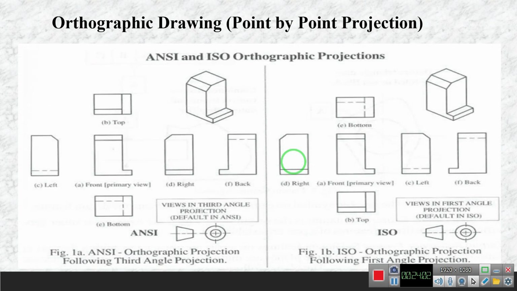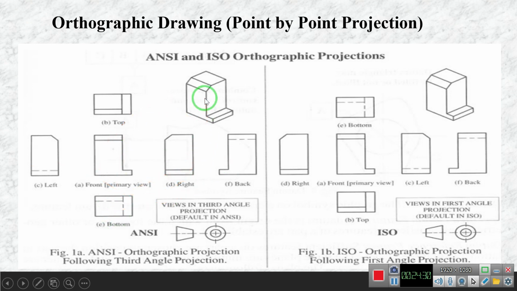Here I compared both ANSI and ISO. The left one is ANSI, the third angle projection, the American standard. The right side one is ISO, the first angle projection. You can see exactly the top view of this 3D object is above the front view, the right side view is on the right, the left is on the left side, the back is here, and the bottom is at the bottom of the front view.